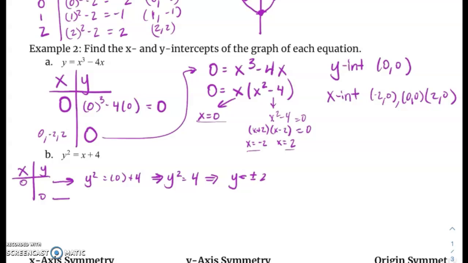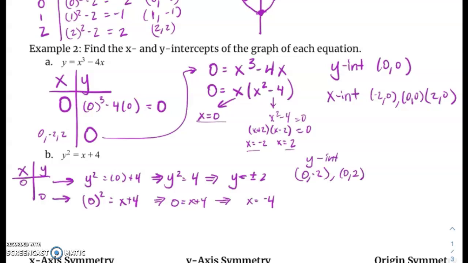If I plug in 0 for y to find the x-intercept, I'm going to get 0 equals x plus 4, and subtract 4 to the other side. So x equals negative 4. So it looks like I'm getting two y-intercepts at (0, -2) and (0, 2). And I'm getting one x-intercept at (-4, 0). So that is how you find intercepts.